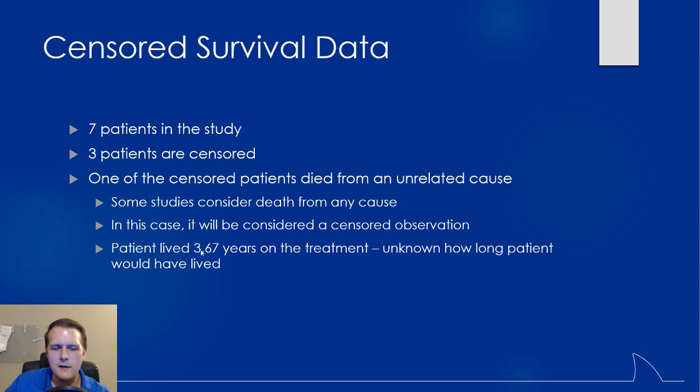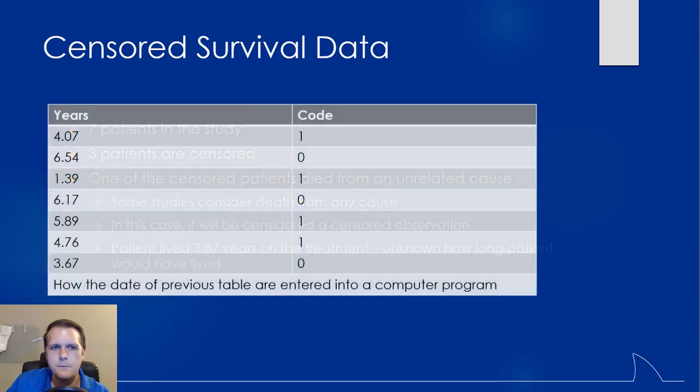And again, looking at this patient lived for 3.67 years on the treatment. It was unknown, had they been included, or had they not died in the car crash, how long they may have survived or not survived. And so oftentimes you'll find that patients will get a code here, whether they died or not, and then you'll have the actual times that they were in the study before the event actually occurred, okay?